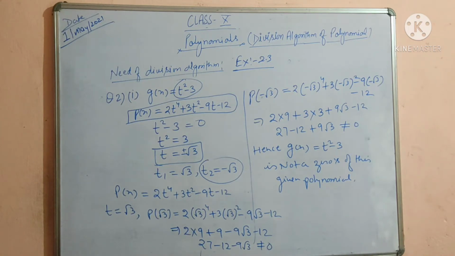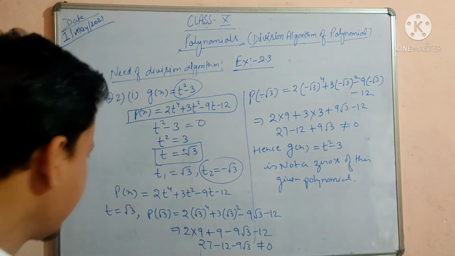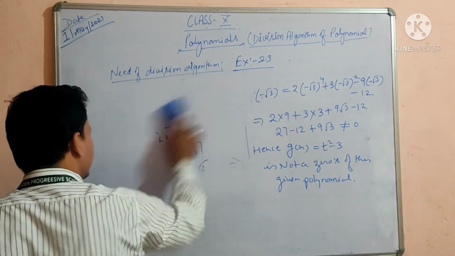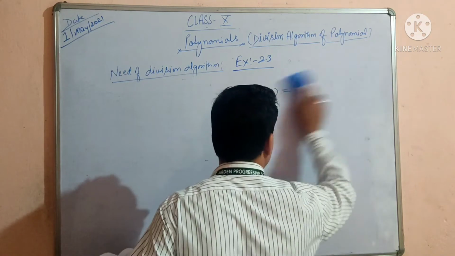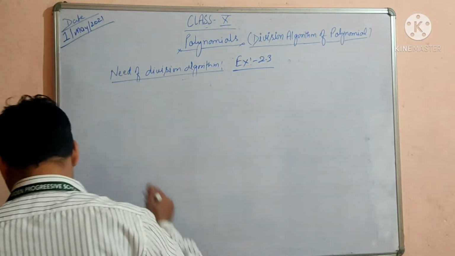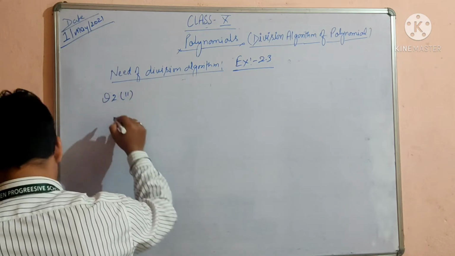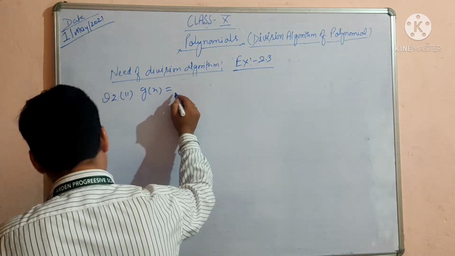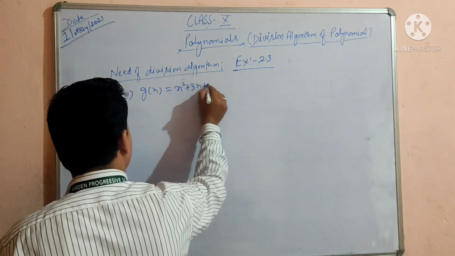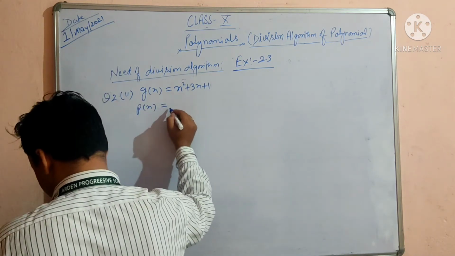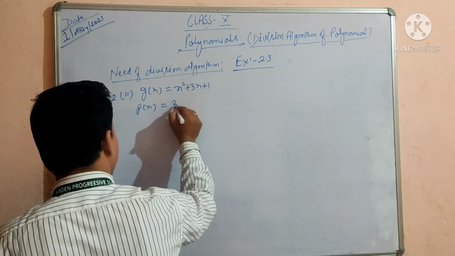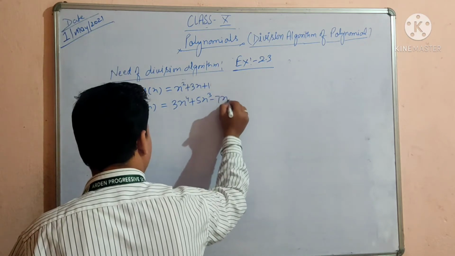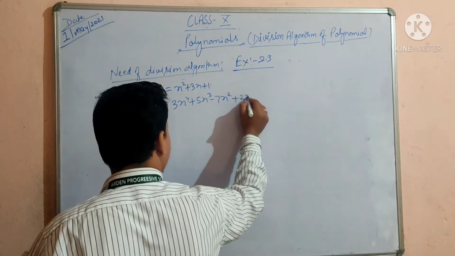Okay, now see the second question of the second part of this question. Okay, the second part: the first polynomial is given as gx equals x square plus 3x plus 1 and px is given as 3x to the power 4 plus 5x cube minus 7x square plus 2x plus 2.